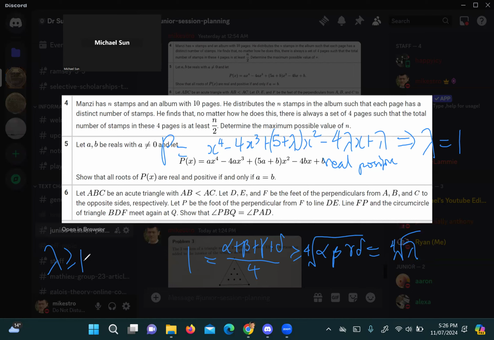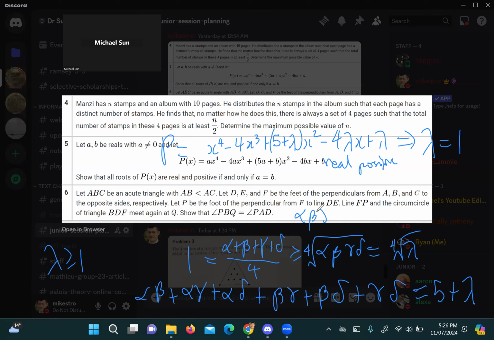Alright, so what are you saying? So we do the roots 2 at a time. Alpha gamma plus alpha delta, that is equal to 5 plus lambda. Yeah? Yeah. So this is Vieta's. And then we have alpha beta gamma plus alpha beta delta plus alpha gamma delta plus beta gamma delta is equal to 4 lambda, right? Yes?